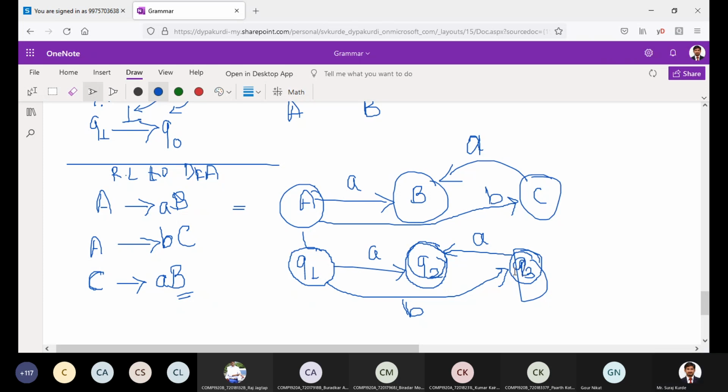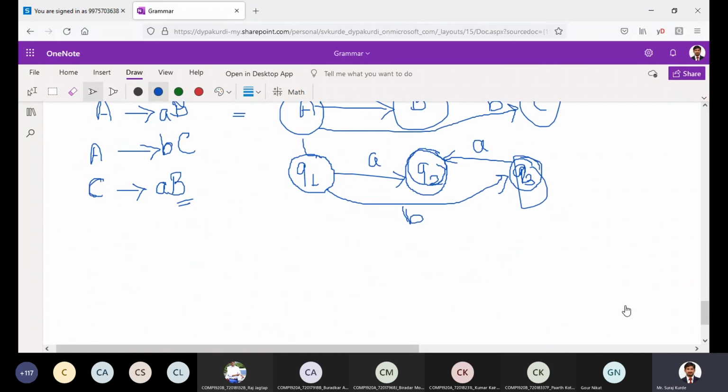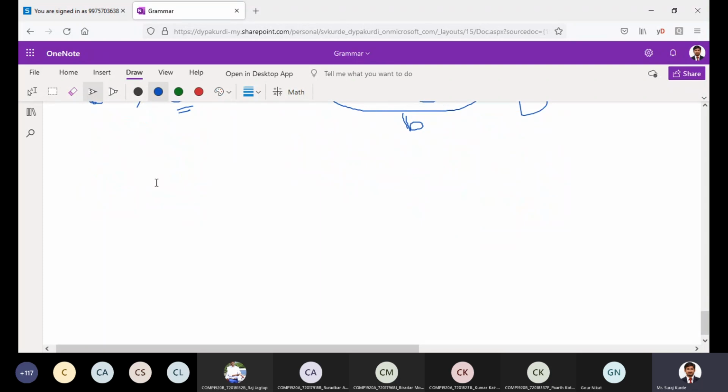Q3. This way we have to convert a right linear grammar to a DFA and a DFA to a right linear grammar. That way we are going to convert grammar to finite automata and finite automata to grammar. So just find out.